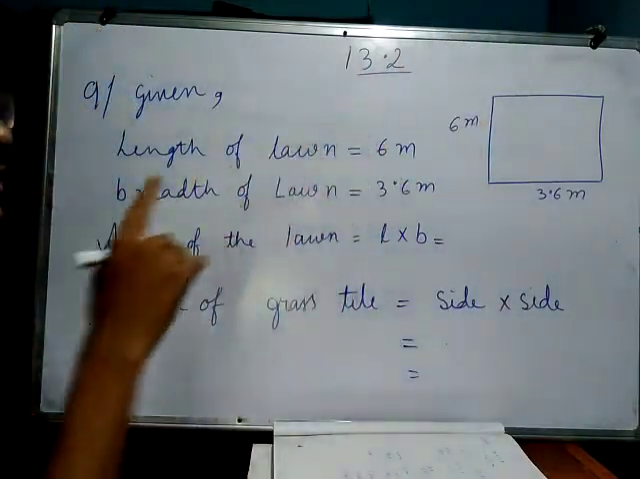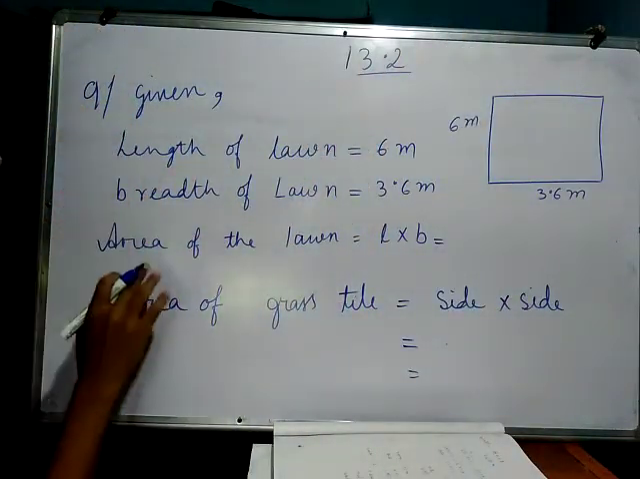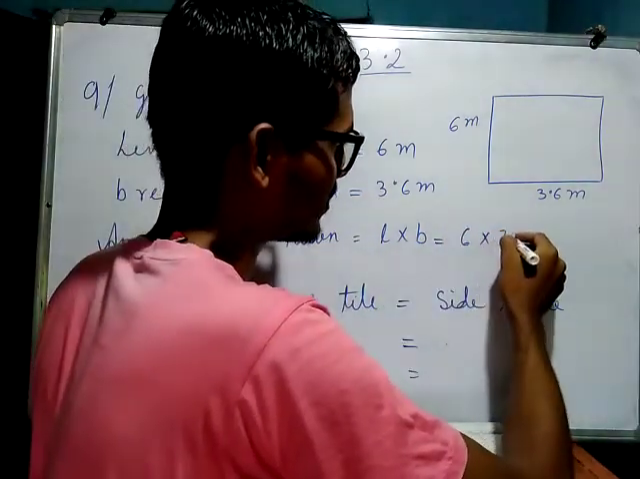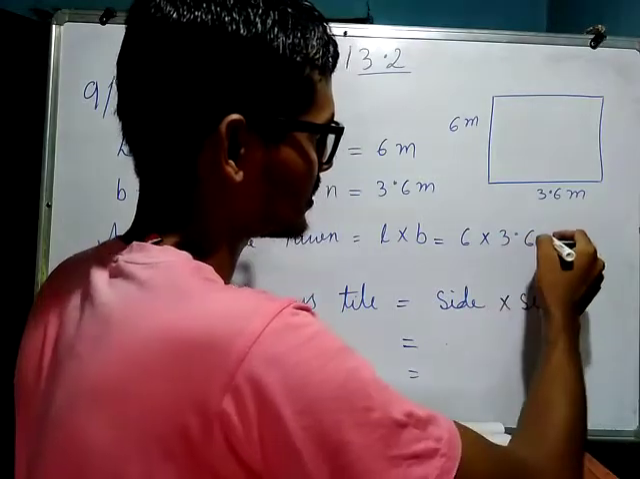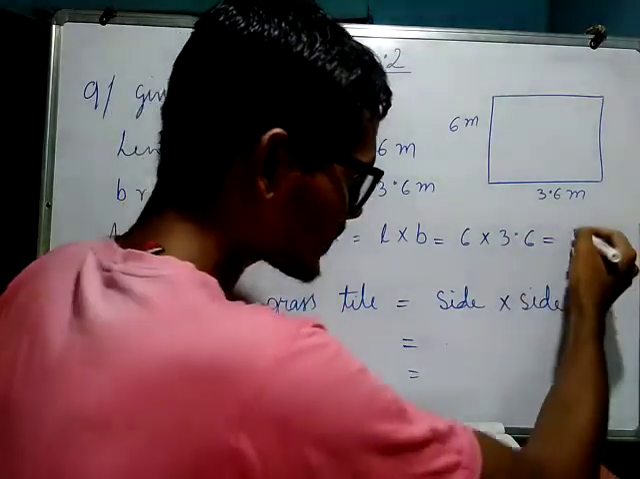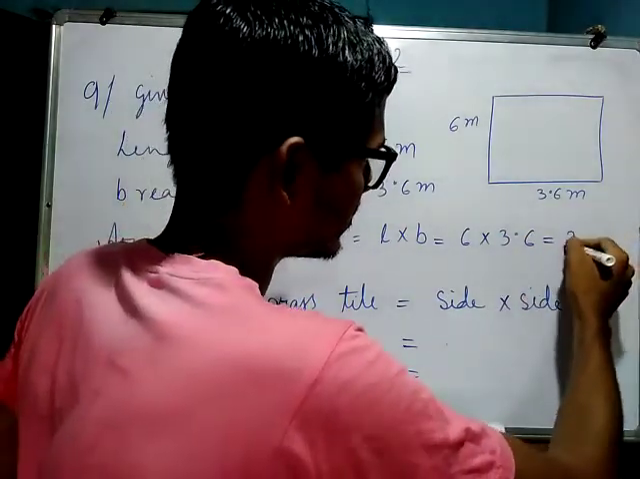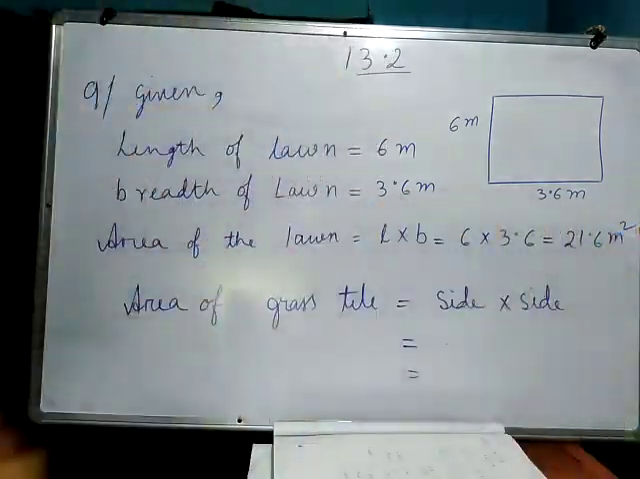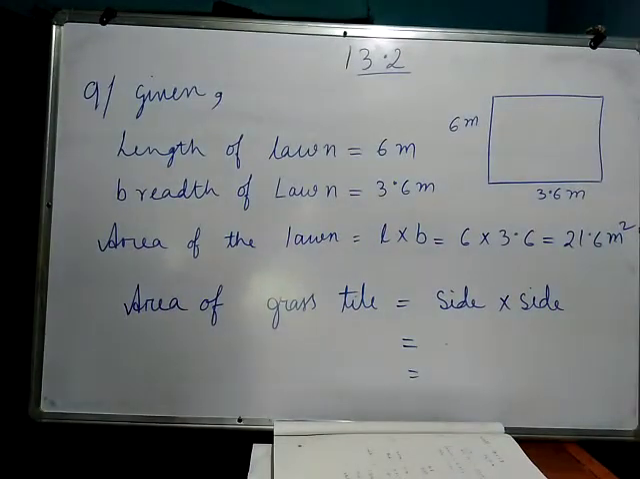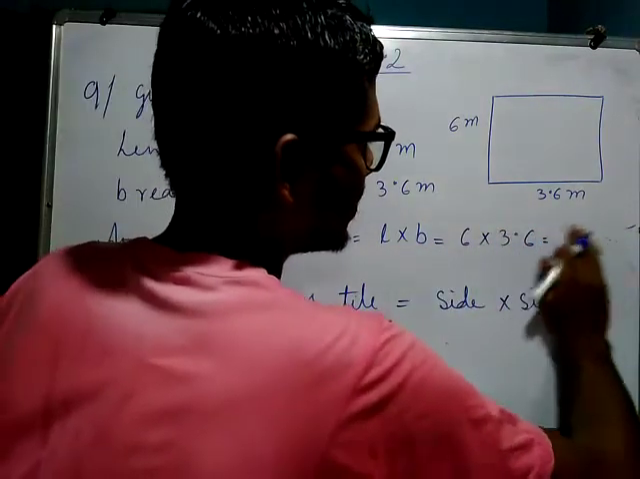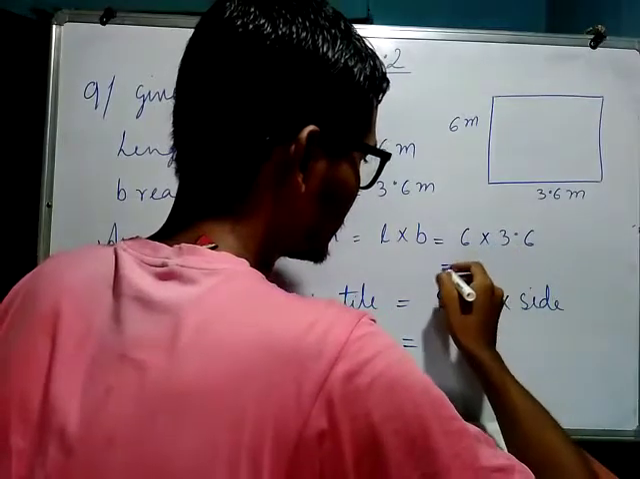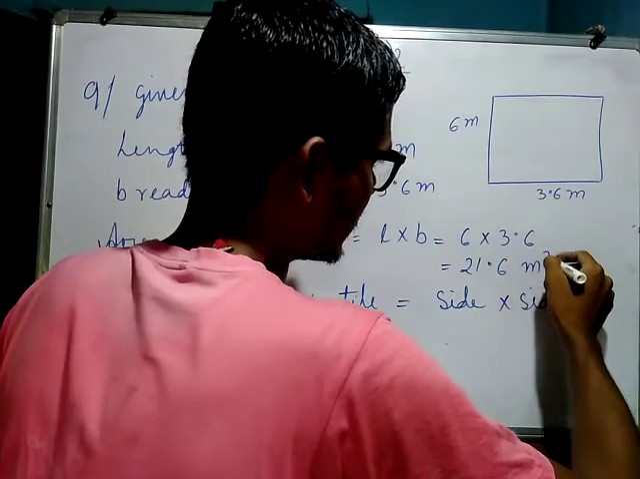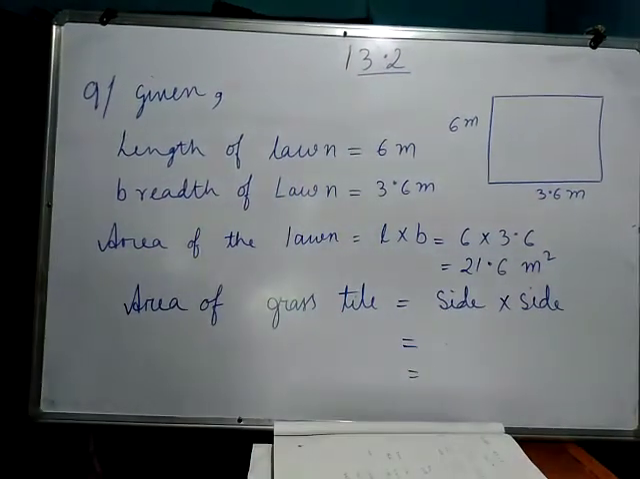First you calculate the area of this whole lawn. The shape of the lawn is given rectangular. So area of the lawn is length into breadth, 6 multiply 3.6, it will be 21.6 meter square. So this is the area of the lawn. I think this will not be visible, so I will write it here: 21.6 meter square. Now it is visible.